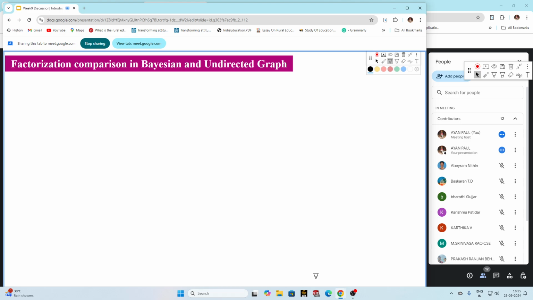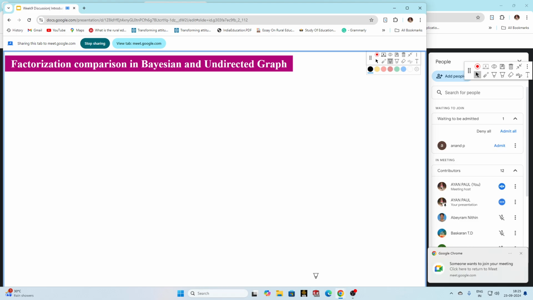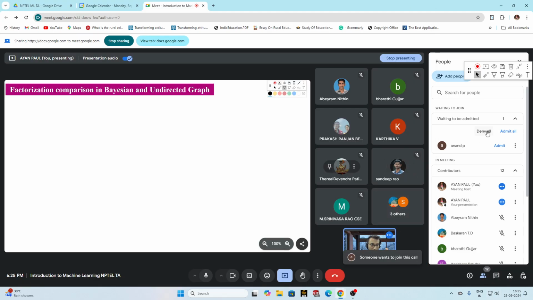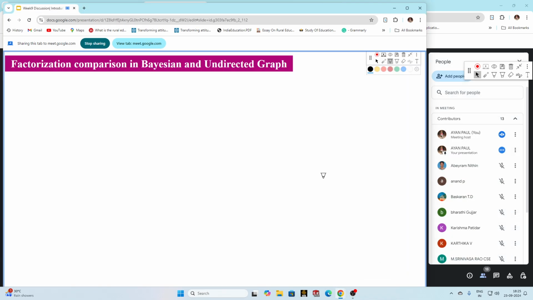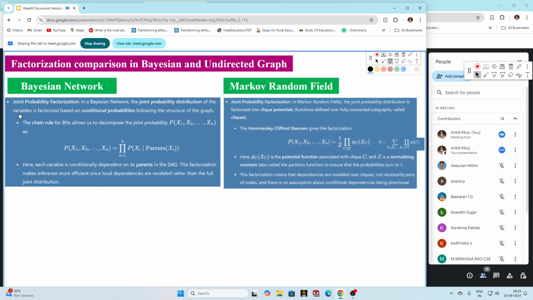So, factorization comparison in the Bayesian and undirected graph, so Bayesian network and Markov random field. The joint probability factorization that we have seen in our Bayesian network is that the probability of the system equals the multiplication of the probability of each node given its parents. This is the factorization rule, or chain rule, for our Bayesian network.